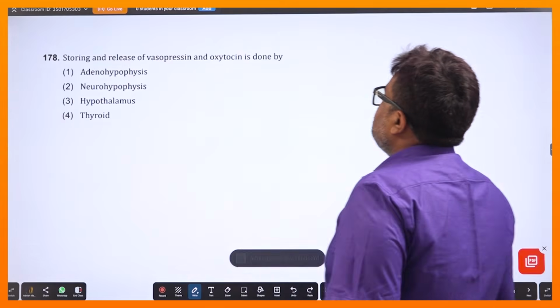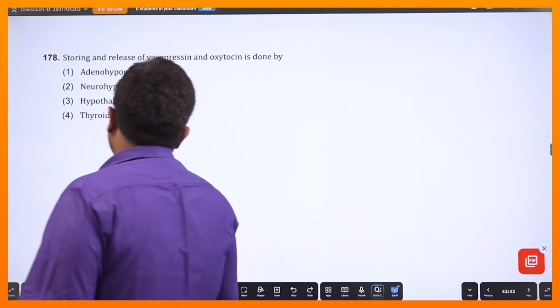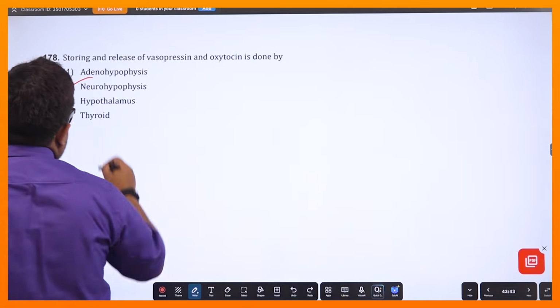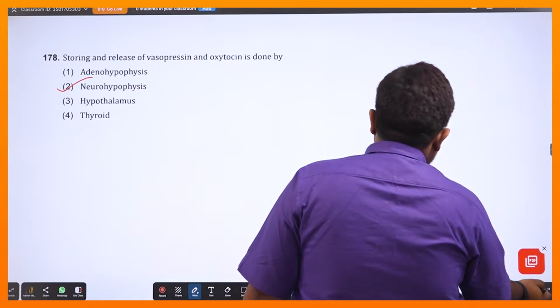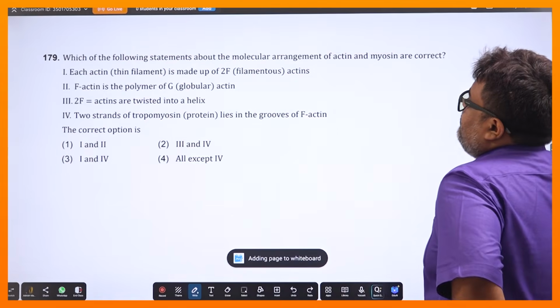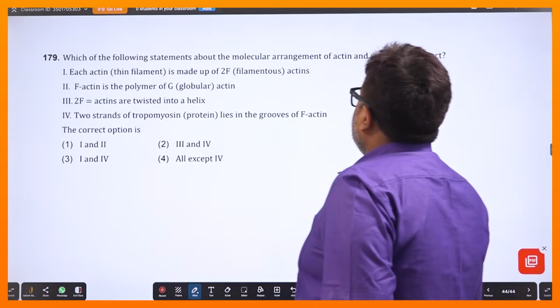Storing and release of vasopressin and oxytocin is done by obviously neurohypophysis. We have discussed this multiple times in this paper. Which of the following statements about the molecular arrangement of actin and myosin are correct?